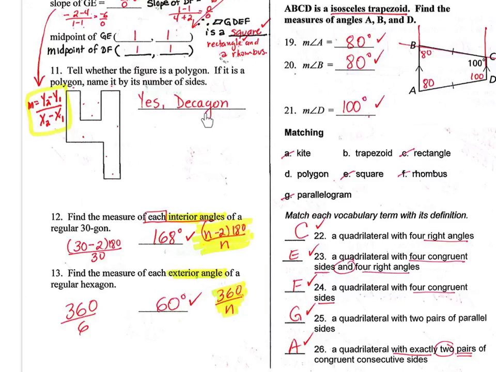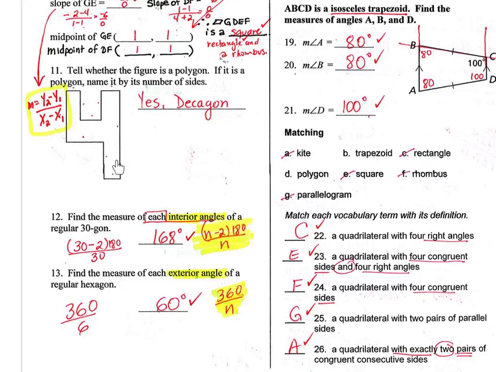Dodecagon. Do from dos, Latin, dos, do. Deca, 10. So it's 12, a dodecagon. Okay, so at least remember those 12, please. You don't need to know from 13 and on.